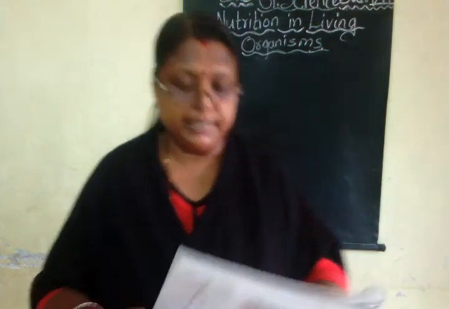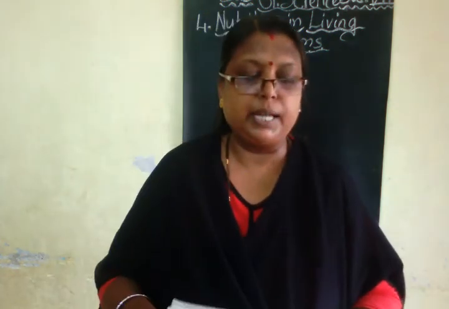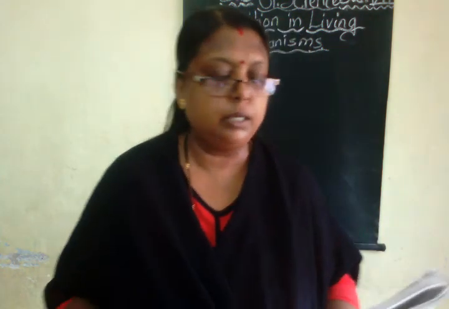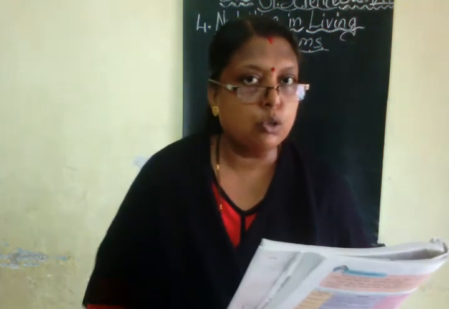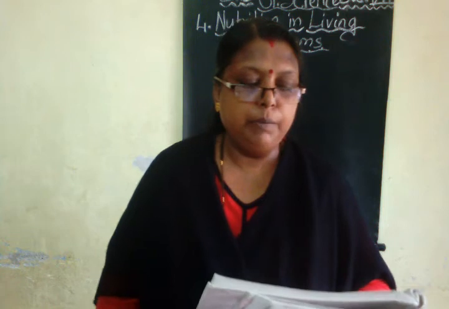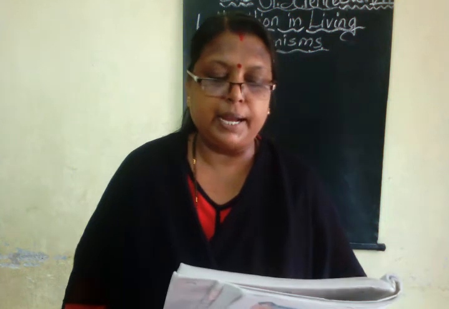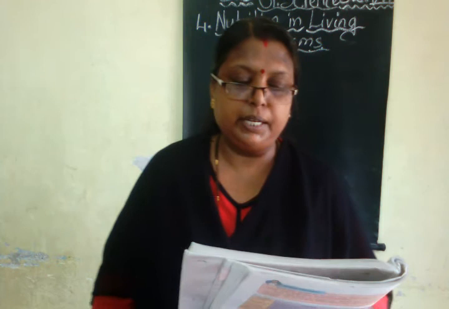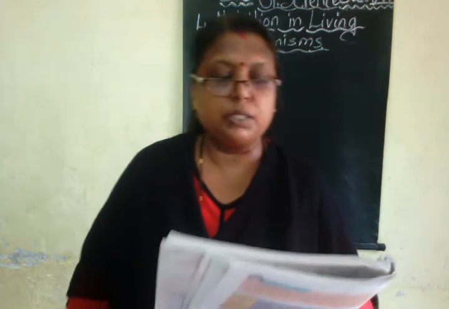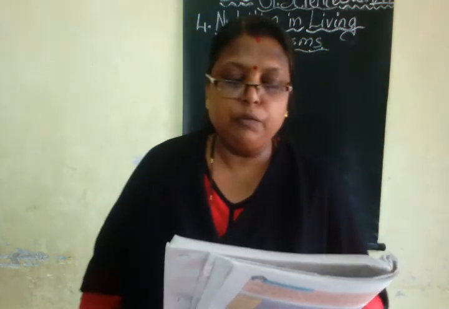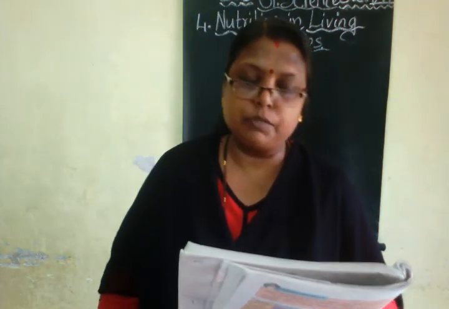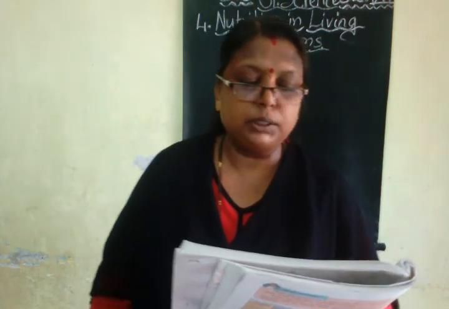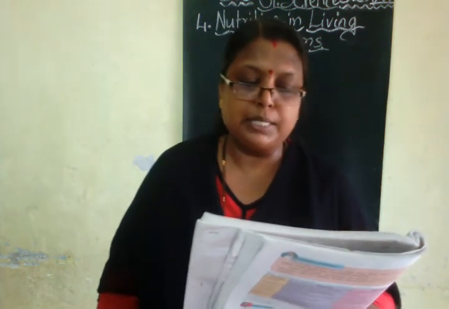Okay. See the next page number 31. Types of nutrition in animals. First is holozoic nutrition. What is it? Amoeba does not have organs like hands and mouth. It is a unicellular animal. It can take food through any part of the surface of the unicellular body. It surrounds the food particle from all sides to take it into the cell.